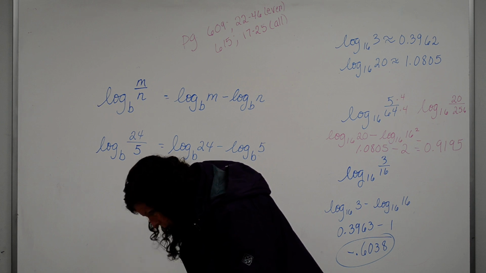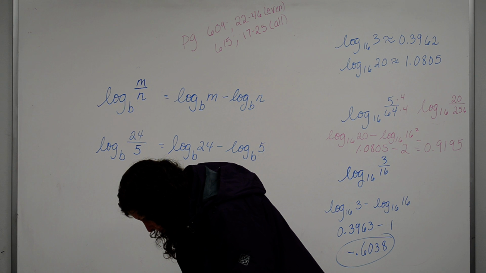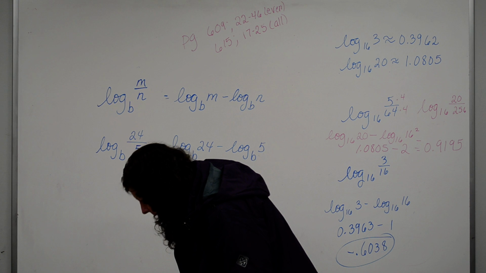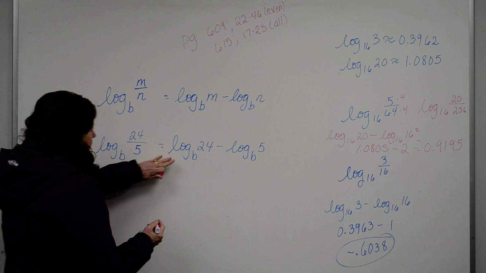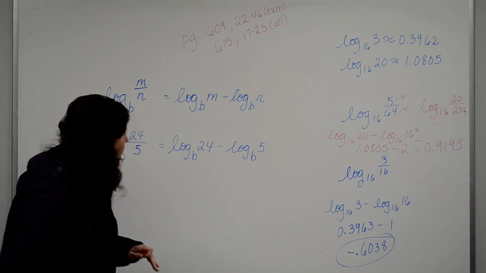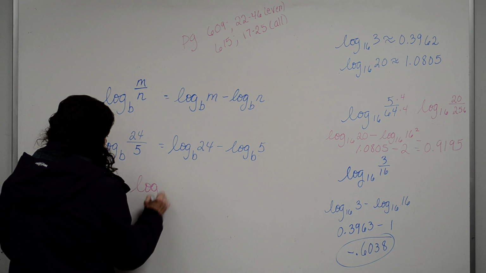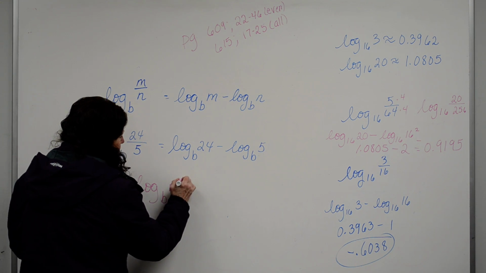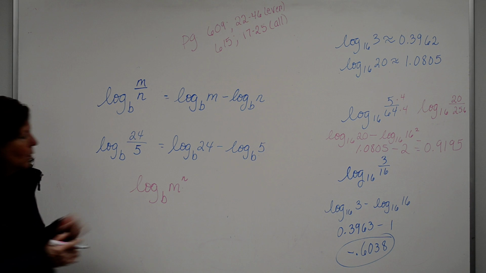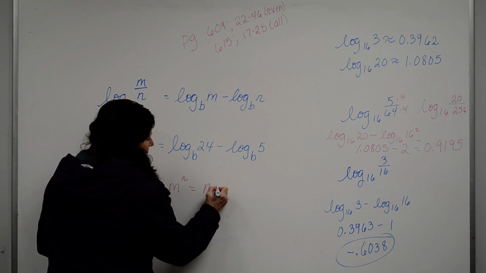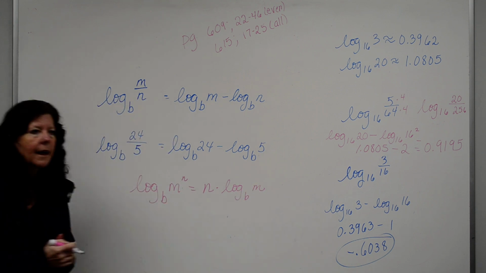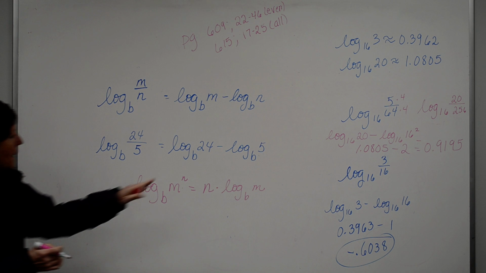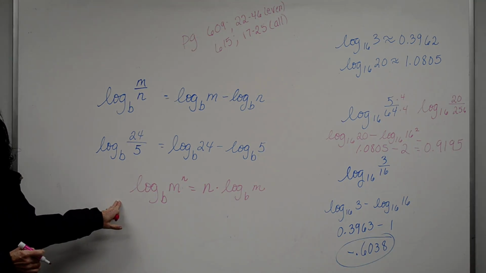I might need to show you one. I need to show you one more thing, just in case. It's similar to this. Let's say I have a log of base b of m to the n power. What I do is I put the n to the front, like that. So the power comes to the front of the log.